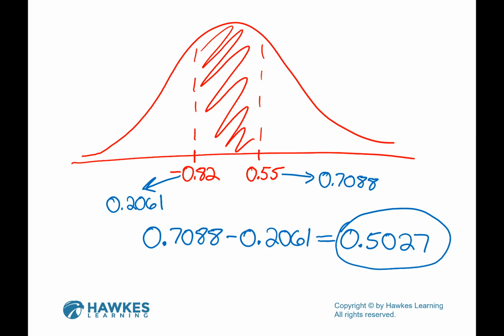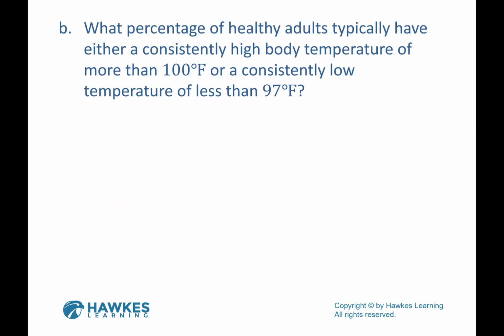Look at part B. Part B says what percentage of healthy adults typically have either a consistently high body temperature of more than 100 degrees or consistently low temperature of less than 97 degrees. So this one's more interesting. If you remember, we're not talking about people with fevers and things like that. We're just talking about normal healthy body temperature.